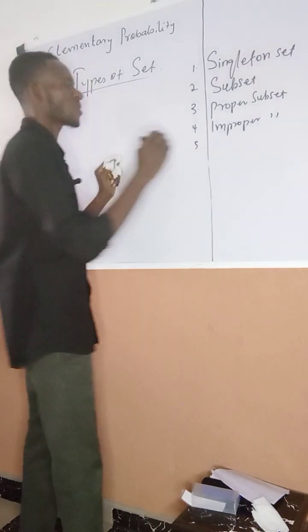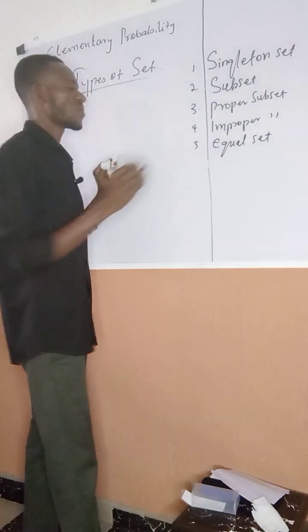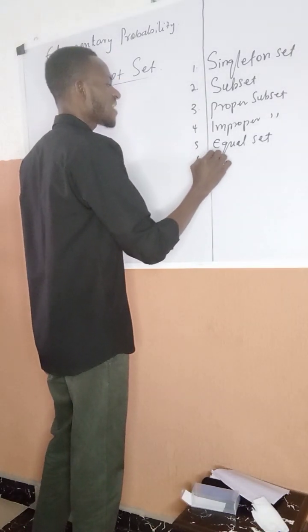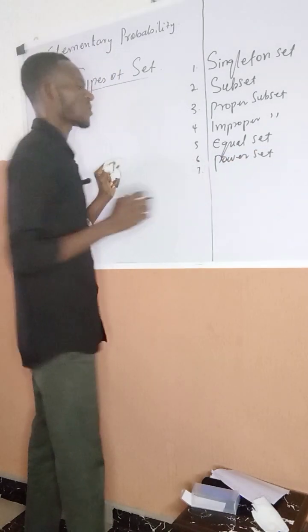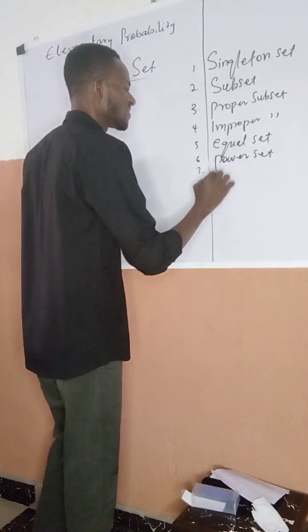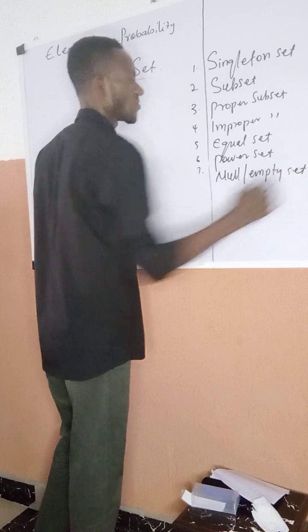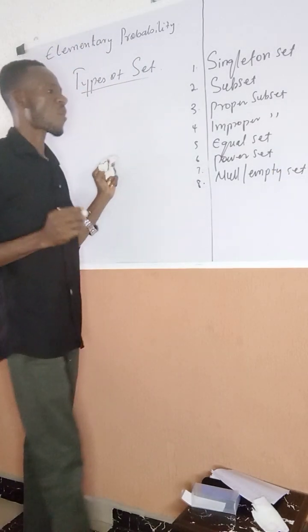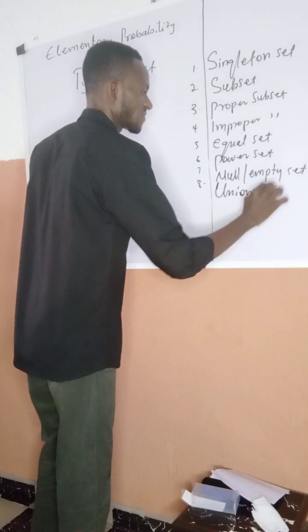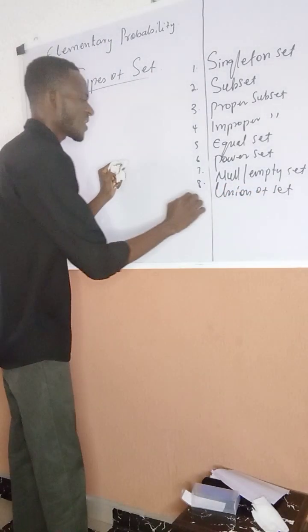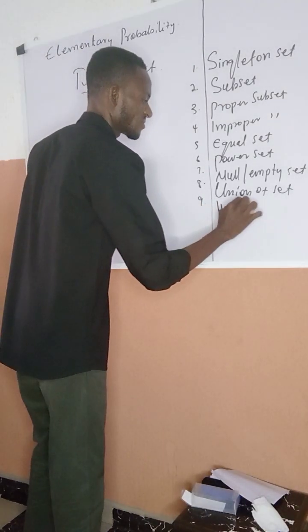Number 5, we also have what we call equal sets. We also have what we call power sets. We equally have what we call null or empty sets. We equally have what we call union of sets. We equally have what we call intersection of sets.